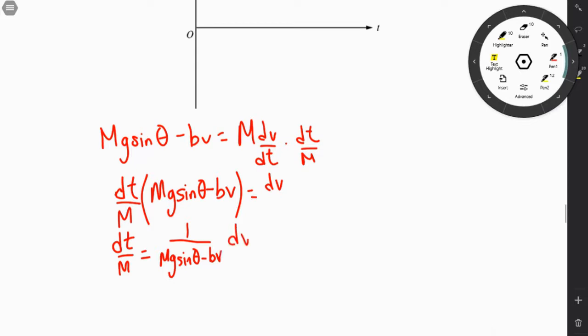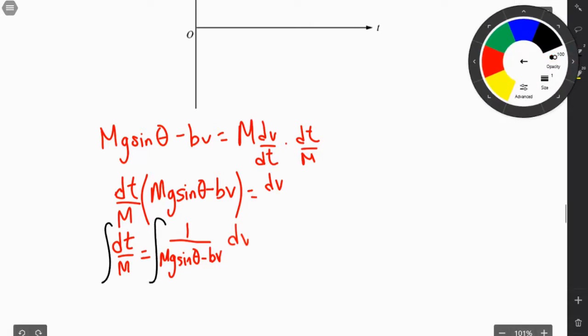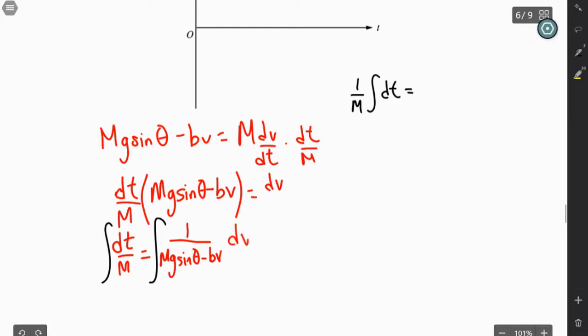Now I have my differential. I separated the variables. I have t on one side and v on the other. So now I can take the integral. That's like saying 1 over m, the integral of dt, equals the integral of 1 over mg sine theta minus bv dv.